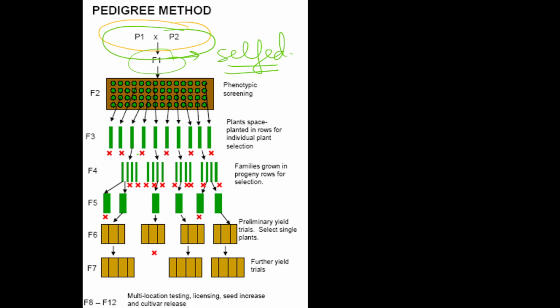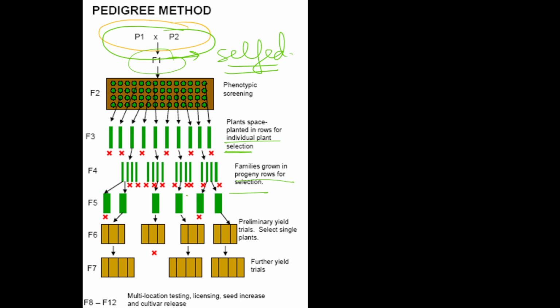Now, what are we doing in the F3 generation? We are selecting the plants based on their phenotype. Superior plants are selected. So you can see the individual plant and selection. The family grows in progeny rows, and selection is done. What happens in F4? The family grows in progeny rows, so that everything is well done.